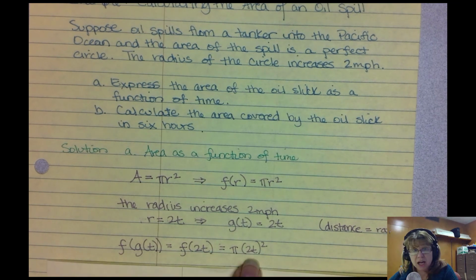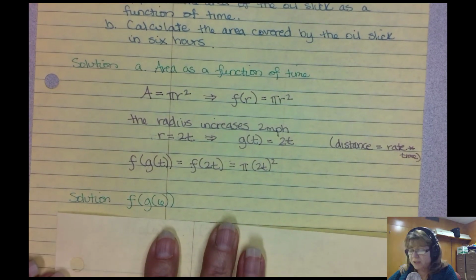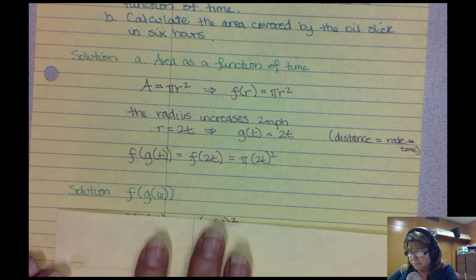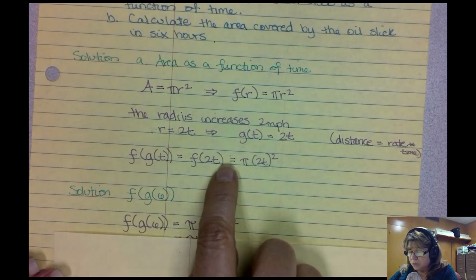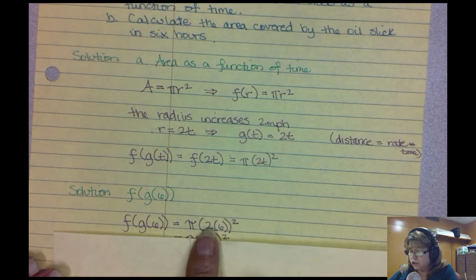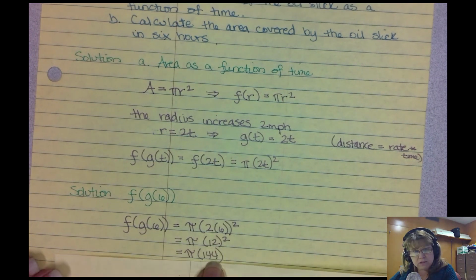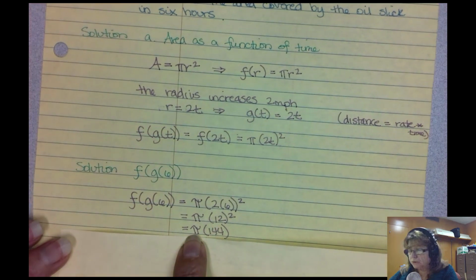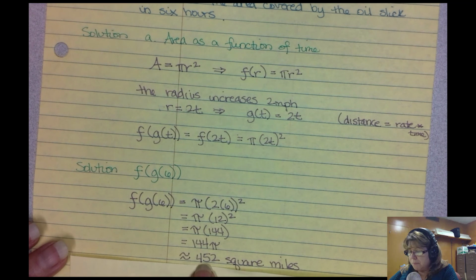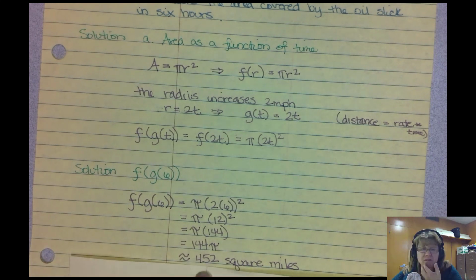Now that we know we have time, let's go ahead and figure out how large it's going to be in 6 hours. So that's going to be f of g of 6. So let's throw a 6 in there since we already know what our function is. Pi times (2 times 6) squared. 2 times 6 is 12. 12 squared is 144. And 144 times 3.145 is going to be about 452 square miles. So after 6 hours, this oil spill will be about 452 square miles.